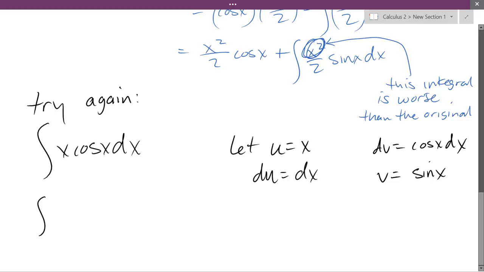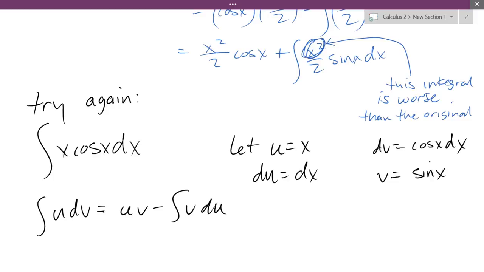So what we started out with was u dv. We're going to get uv minus integral v du. Here's a really good time to make sure your u's don't look like your v's. My v's don't have a sharp point, so I compensate by making sure my u's have a tail. If my u's lost their tail, it would look almost exactly the same. So make sure you know what is a u and what is a v.